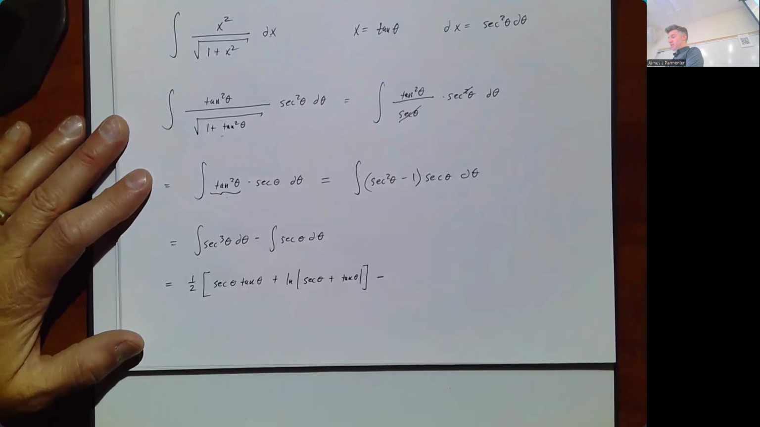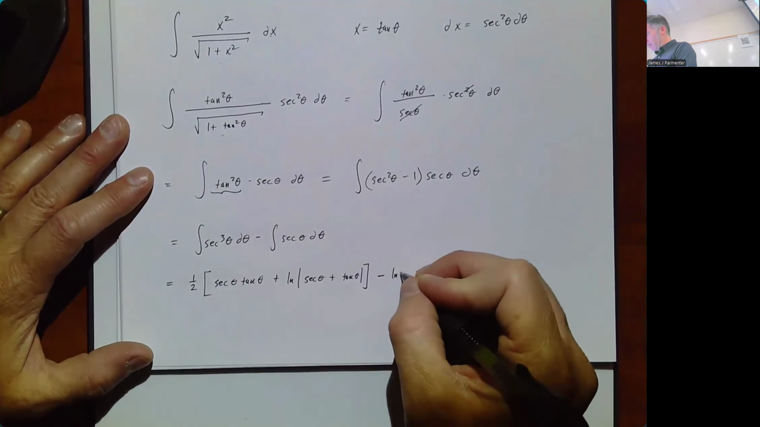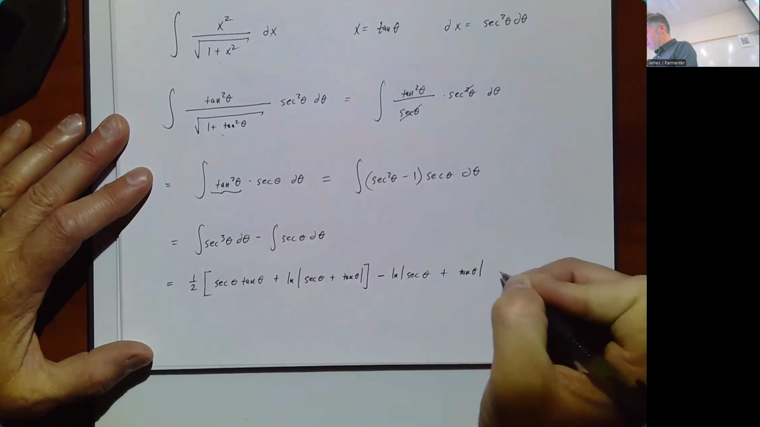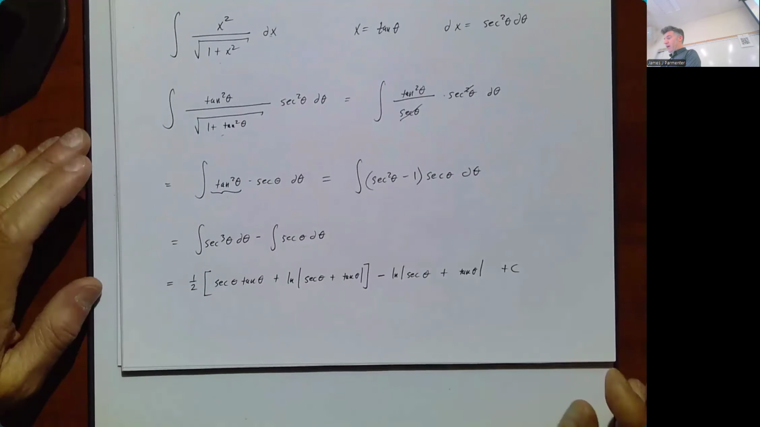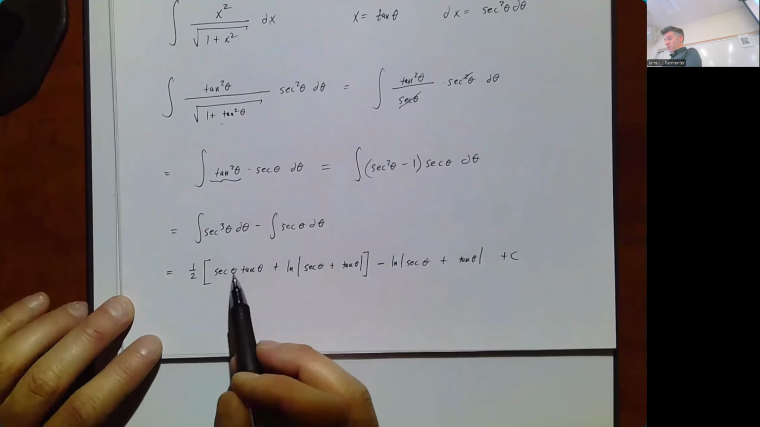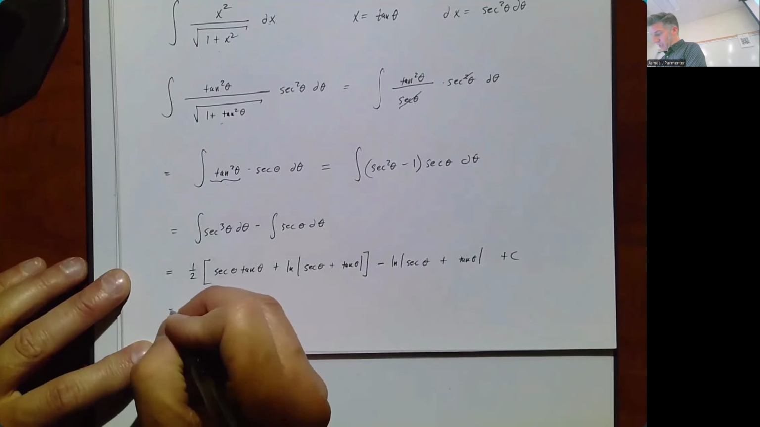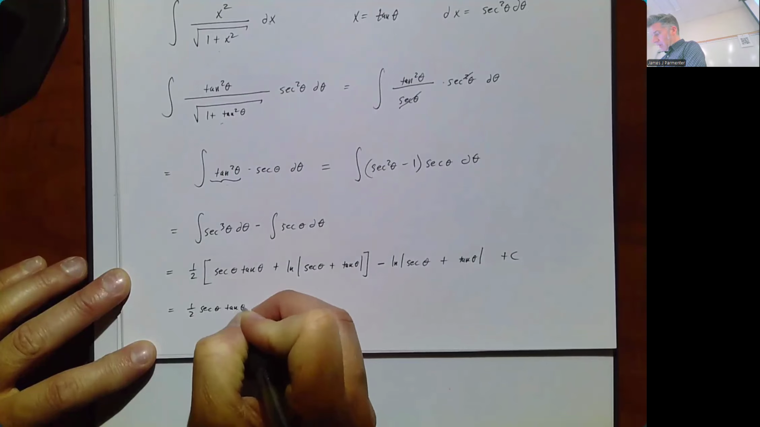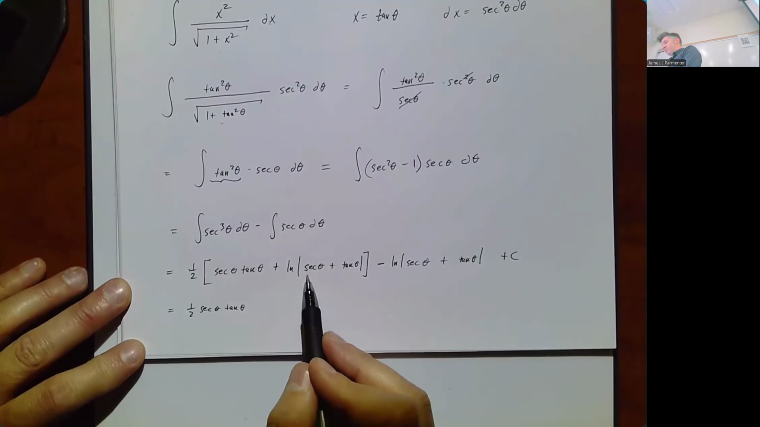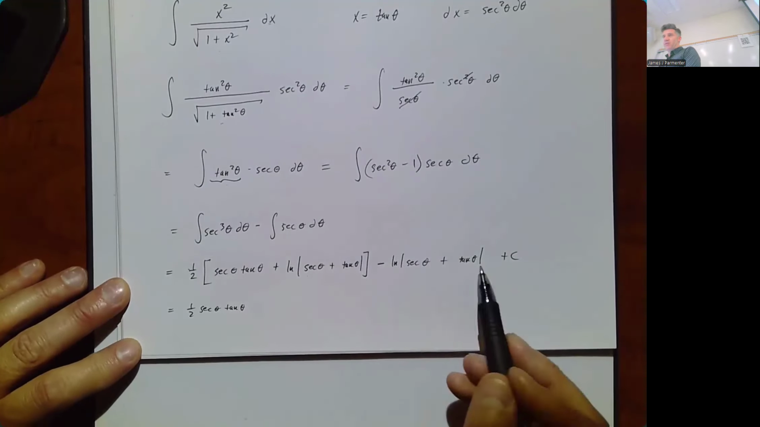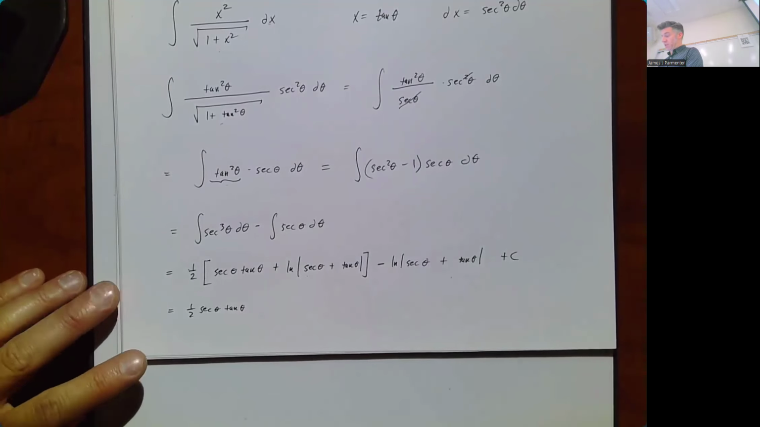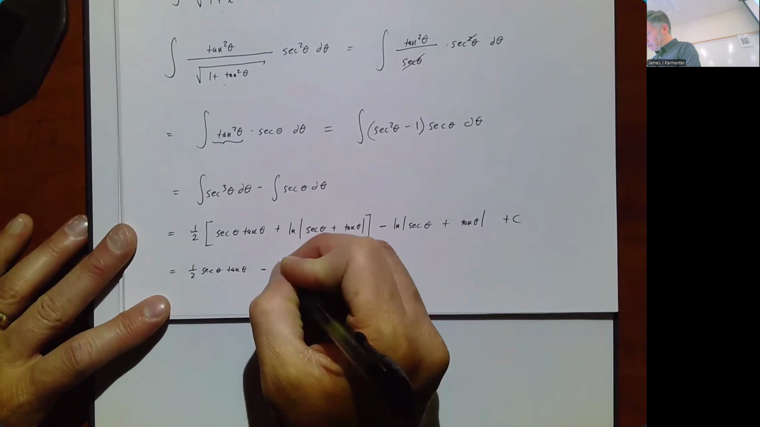Minus the integral of secant, which is again the natural log of the absolute value of secant theta plus tangent theta. So then we have 1/2 secant theta tangent theta, and 1/2 the natural log of secant plus tangent minus the natural log of secant plus tangent is going to be a negative 1/2 natural log of secant plus tangent. Kind of crazy.